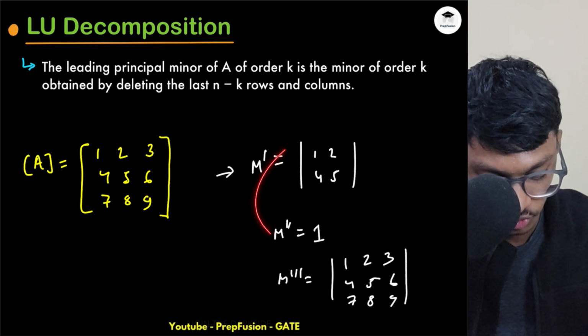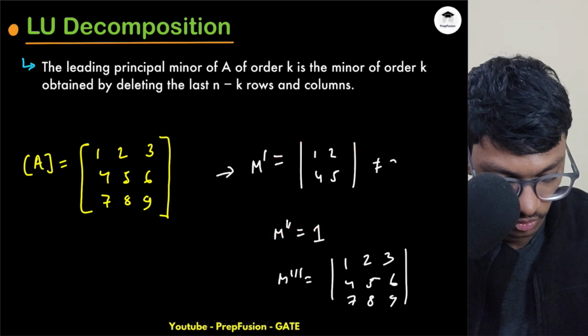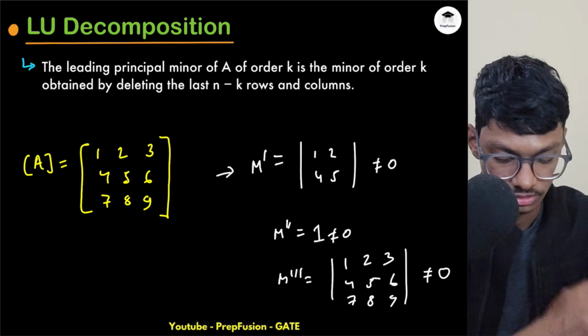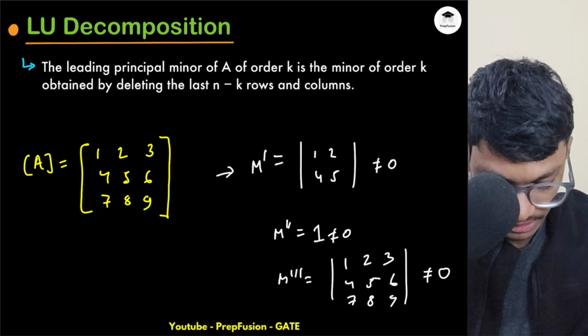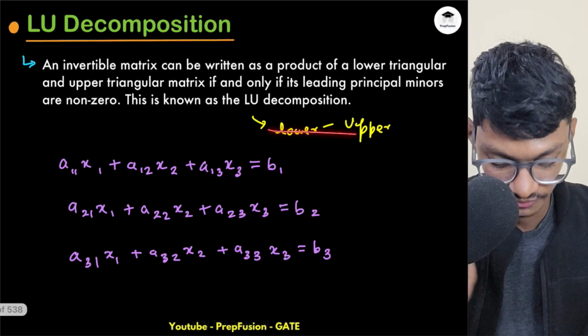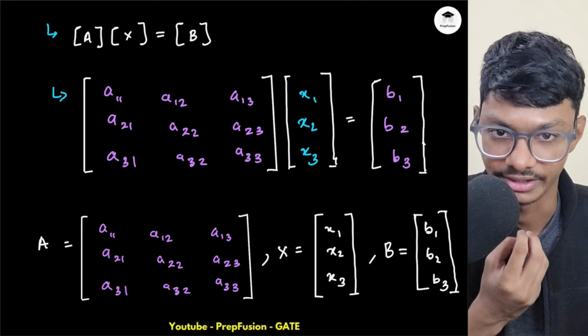So all of this should be not equal to 0. All of this should not be equal to 0, right? So then only you can say that we can convert it into LU decomposition. So this is a very important point. Now let's see how we convert it into LU decomposition.